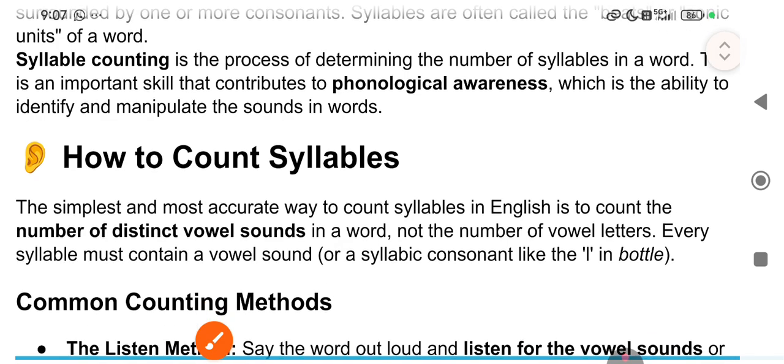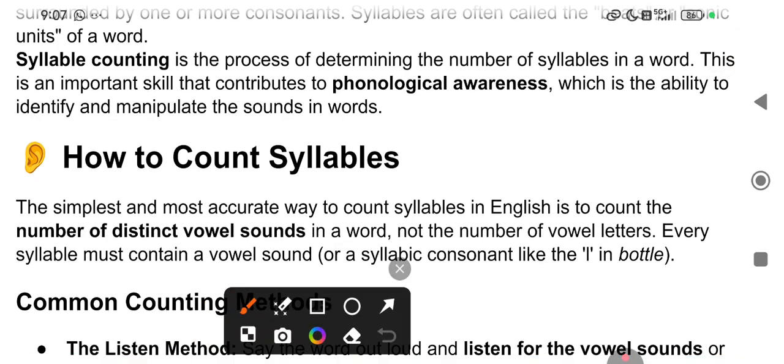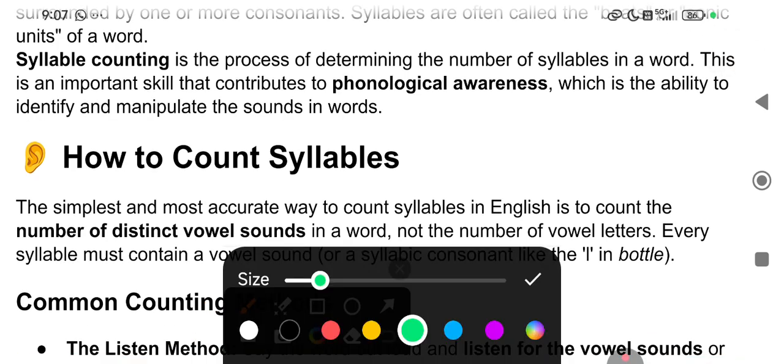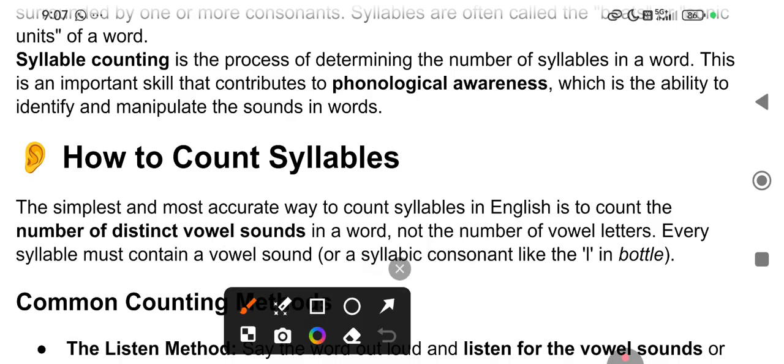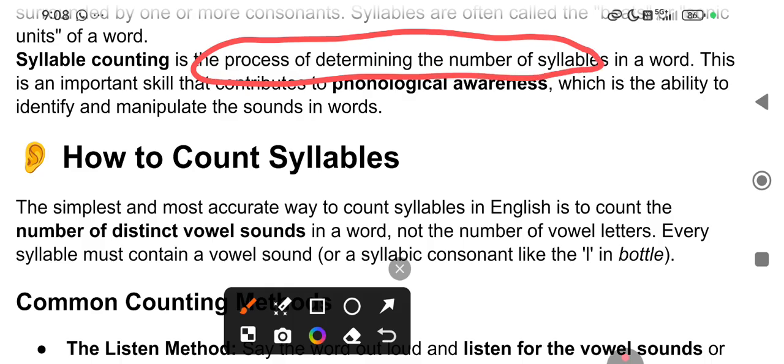So now, counting. What is counting? Syllable counting is the process of determining the number of syllables, right? So that's the process of determining the number of syllables in a word, right? So we have to count the number of syllables, right?